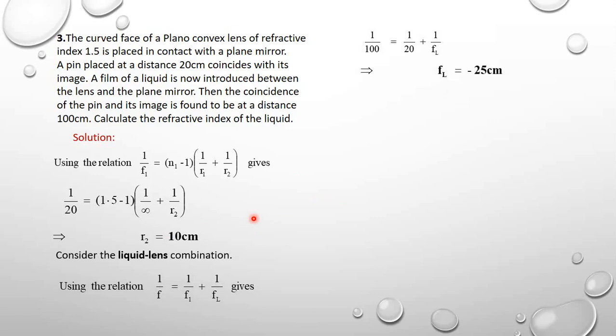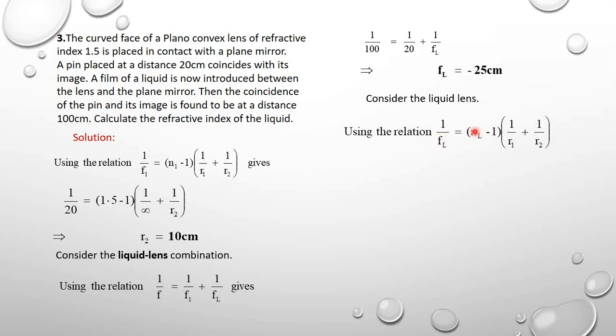So that's the focal length of the liquid lens. After getting the focal length of the liquid lens, I can get the refractive index of the liquid using the formula. That is the full thin lens formula: 1 over f_L is equal to (n_L minus 1) into brackets 1 over R1 plus 1 over R2. Now let us see how we are going to substitute.